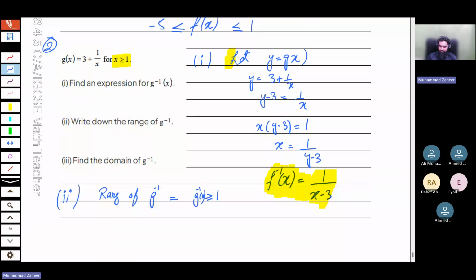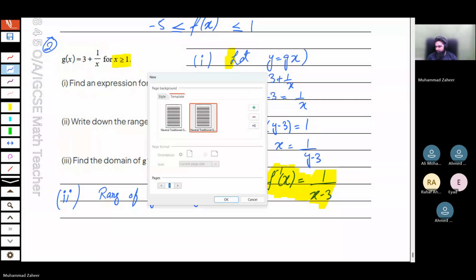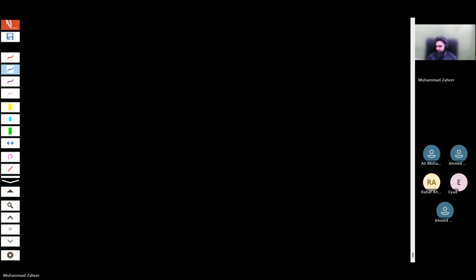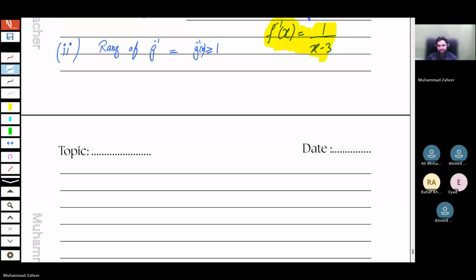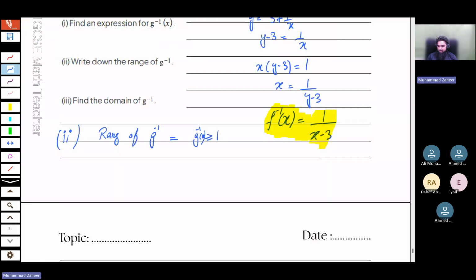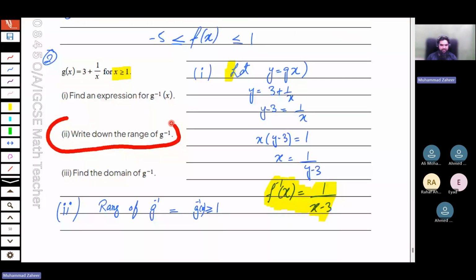Yes, everyone. Any question? Yes, everyone. Any question about the second part? How I'm going to find the range of this function? Yes, Ali Muhammad, I can't hear you. It shows me that you are saying something, but I can't hear you. Mister? Yes, now I can hear you. Yes, I said it's clear.